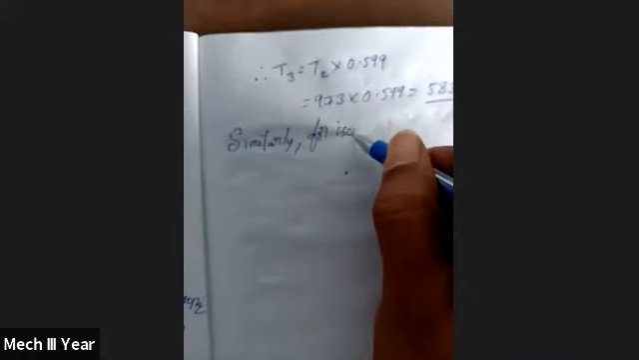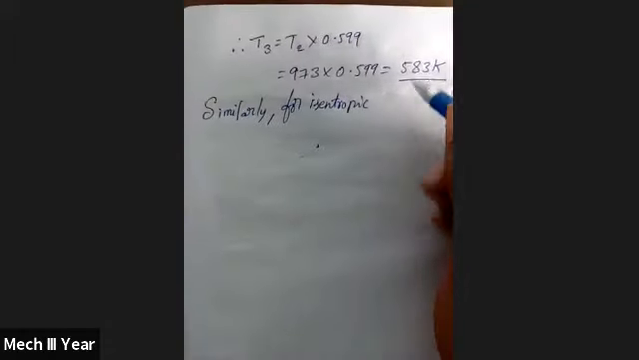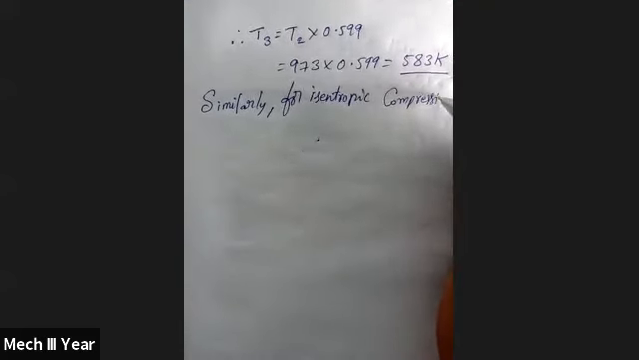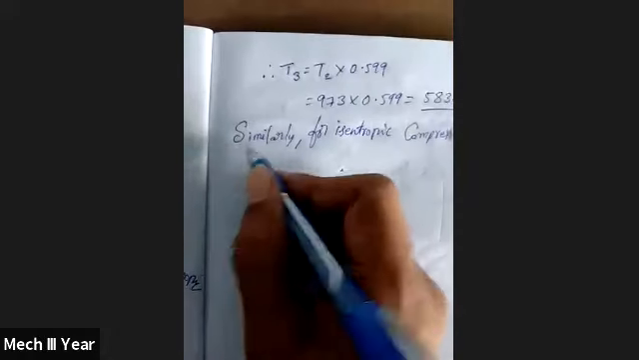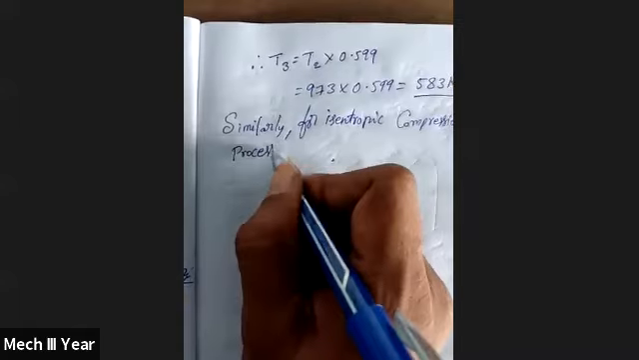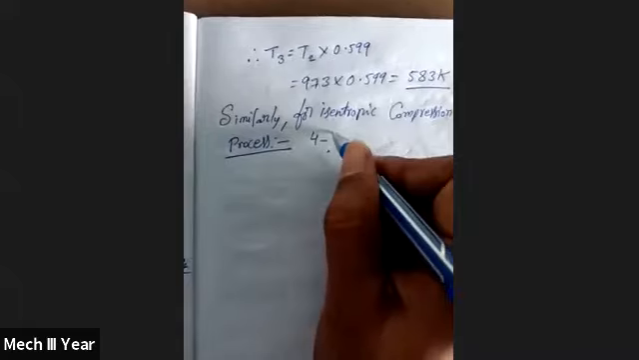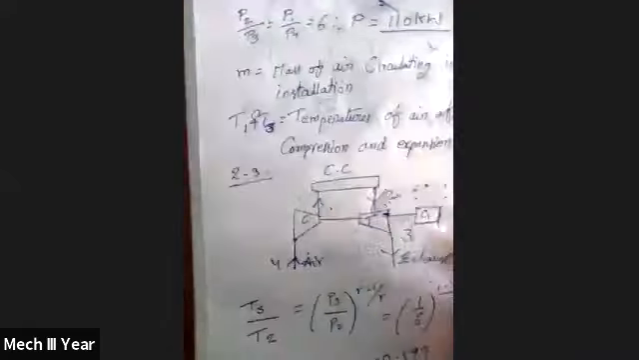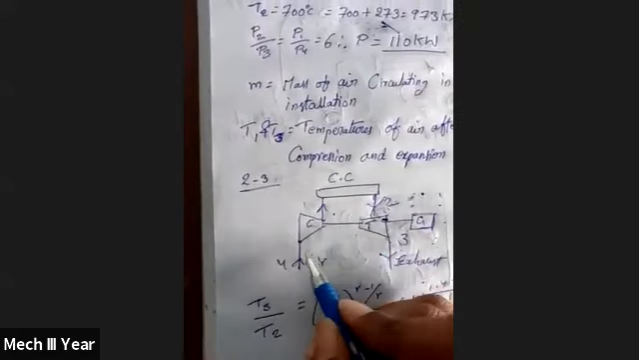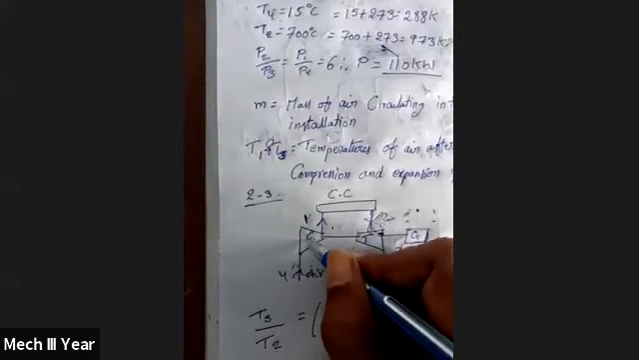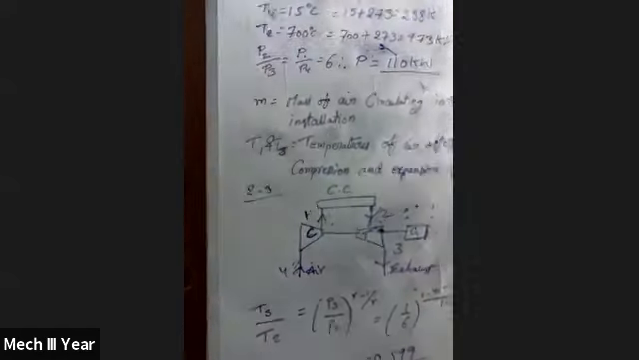Now similarly, for the isentropic compression process, that is coming from here 4 to 1. The compression is coming from here. This is the compressor, then this is the turbine. So here it is 4 to 1. This is C, C means compressor. Here 4 to 1.